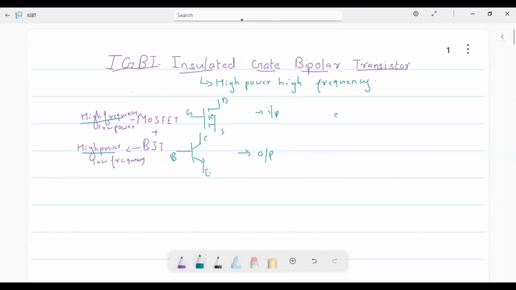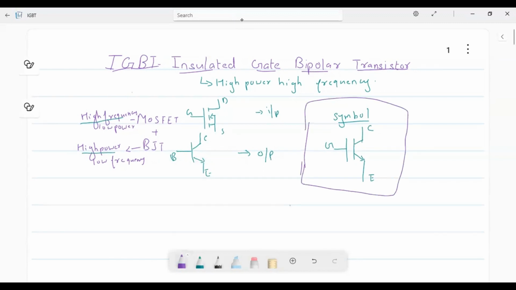So the symbol of IGBT will be: input side is similar to a MOSFET, that is, the gate terminal will be there, and the output side is similar to a transistor. And the terminals also are similar to a transistor, that is collector and emitter. So this is the symbol of IGBT. Gate, collector and emitter.